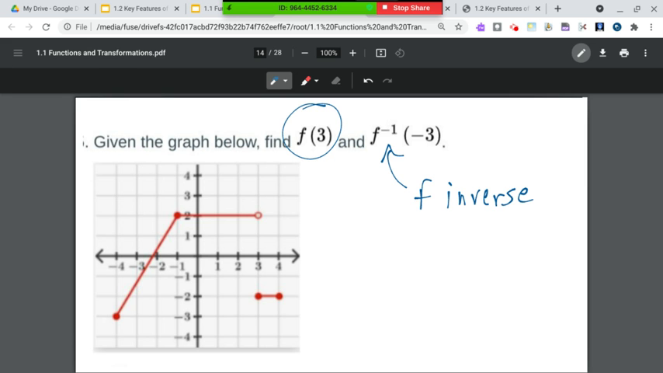Now, this is also probably something new. What do you notice when x equals 3? What do you have above and below the 3? Do you see how this is open, and do you see how this is closed? When you have an open circle, it is a non-inclusive value. It does not include it. So if you were asked to find the value for f of 3, what would your answer be?